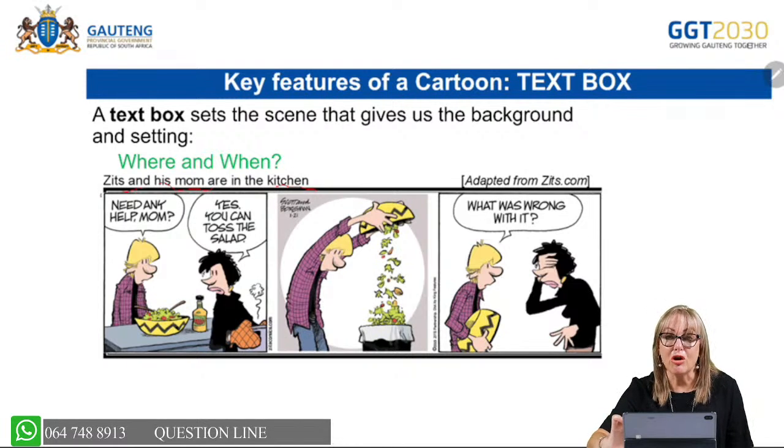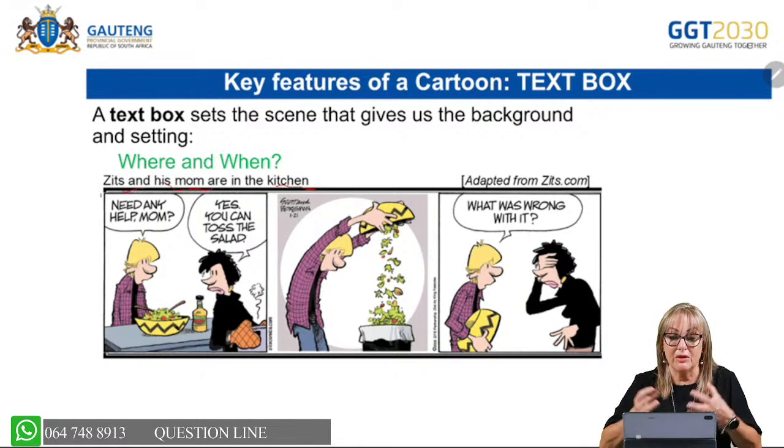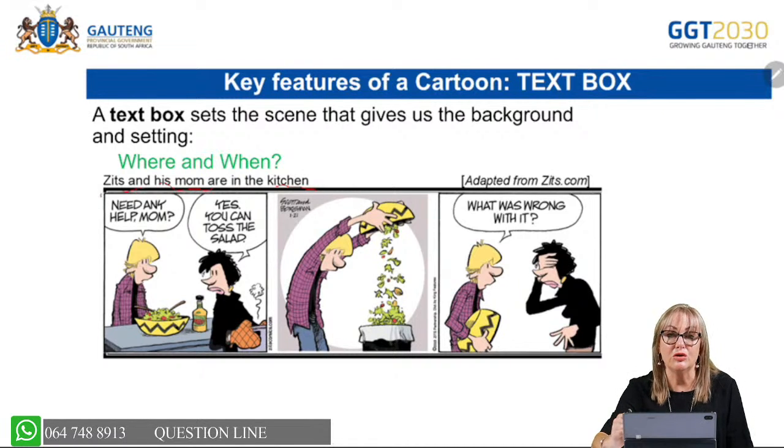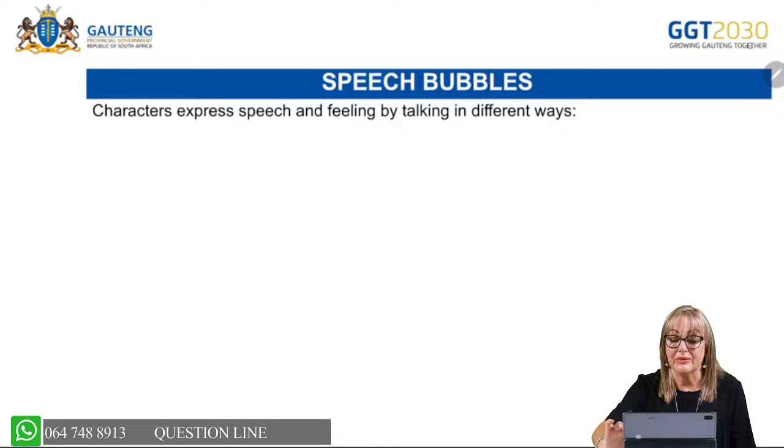Just for some comic relief, let's read this one. Need any help, Mom? Yes, you can toss the salad. Toss the salad means you must mix everything together. What does he do? He throws it in the bin, because he understands toss to throw out. And then when the mother is shocked, he says, "But what was wrong with it?" He didn't understand her instruction. And that's why it's funny.